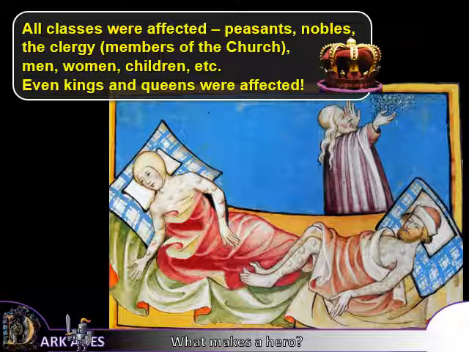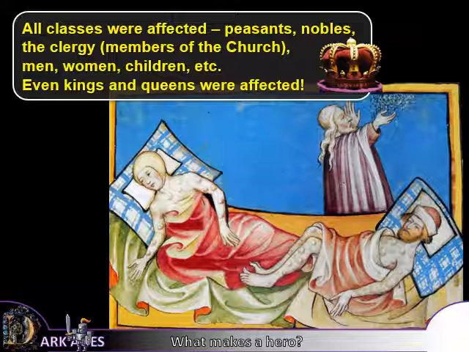So you would think that maybe the peasants would be the only ones that really got affected because they're super poor. They can't afford doctors. They are very dirty, living in filth and stuff like that. But all classes are affected. Peasants, nobles, members of the church, men, women, children, kings, queens, it does not matter. They all got it. Even the Pope got it. So nobody was exempt.